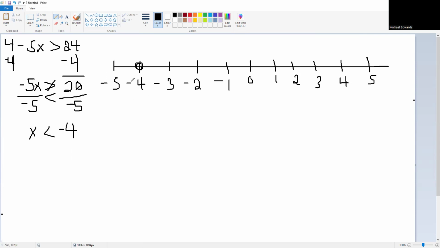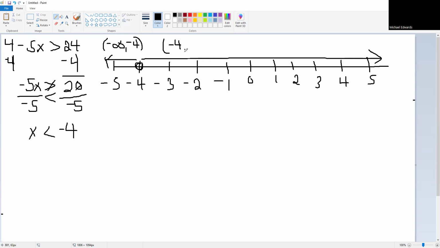And it goes both ways. So this way with the arrow, and this way with the arrow. So this one is -infinity to -4. This one is -4 to infinity. That's our two intervals. Now we need to write those intervals down and test them. So -infinity, -4, and -4 and infinity.